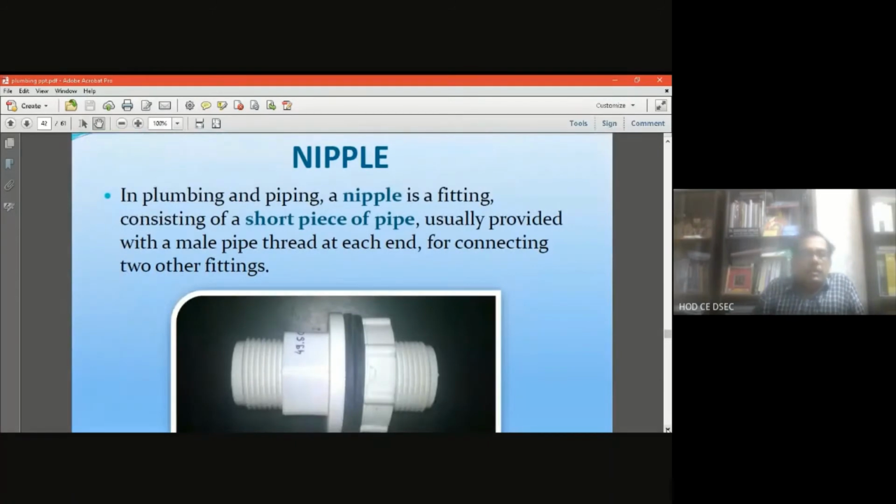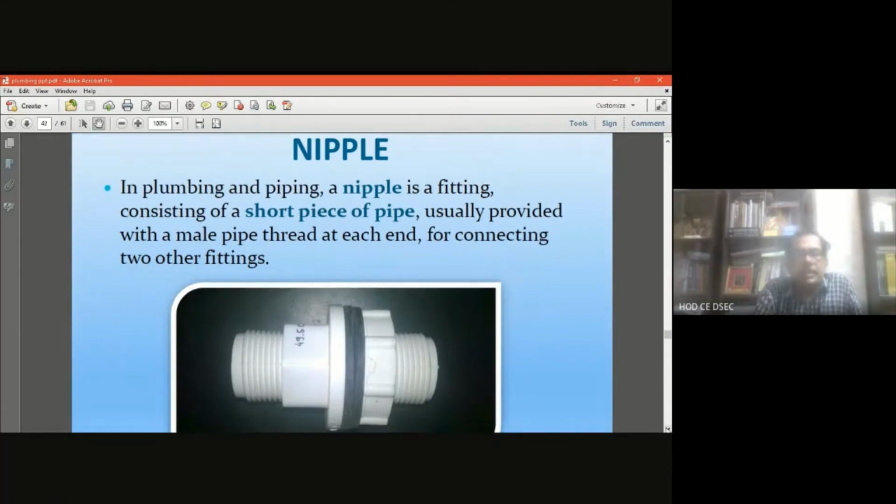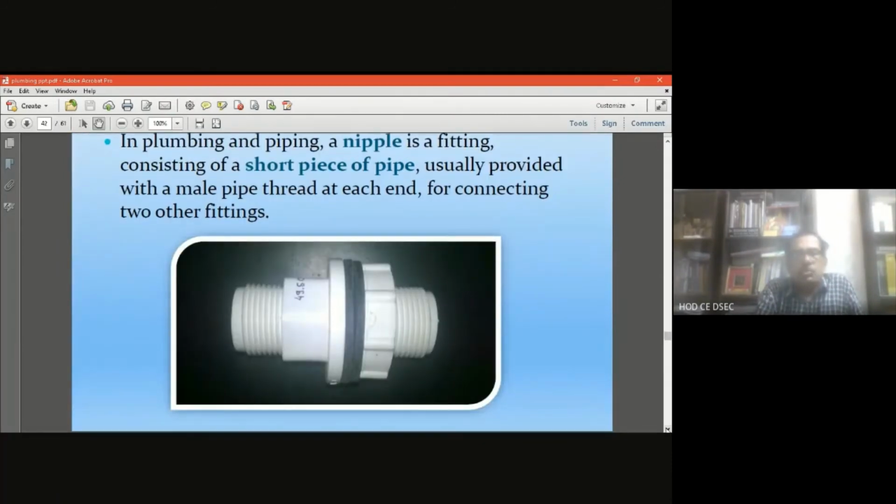Nipple. In plumbing and piping, a nipple is a fitting consisting of a short piece of pipe, usually provided with a male pipe thread at each end for connecting two other fittings. So a nipple is a fitting which connects two short pipes, usually provided with a male pipe thread at each end for connecting the two fittings. So between two male pipe threads, you can see the nipple is there for connecting these two threads.